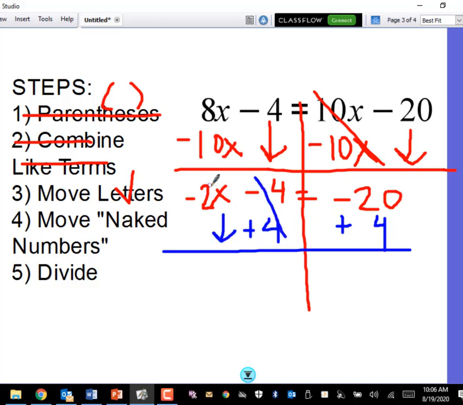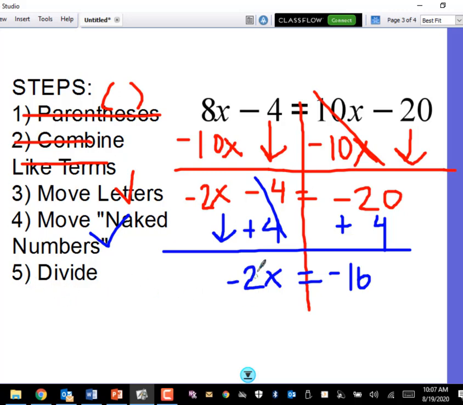Yay. We're dropping down our negative 2x. Don't forget that negative sign. It's important. Negative 20 plus 4. In your head, or in the calculator, you get negative 16. Yay. That was our move naked numbers. And the last step, we're going to divide.